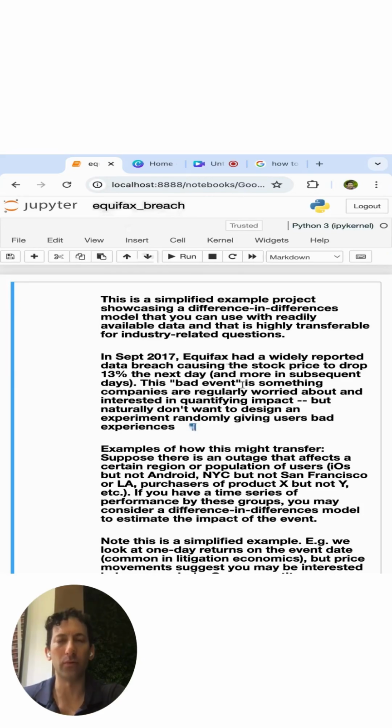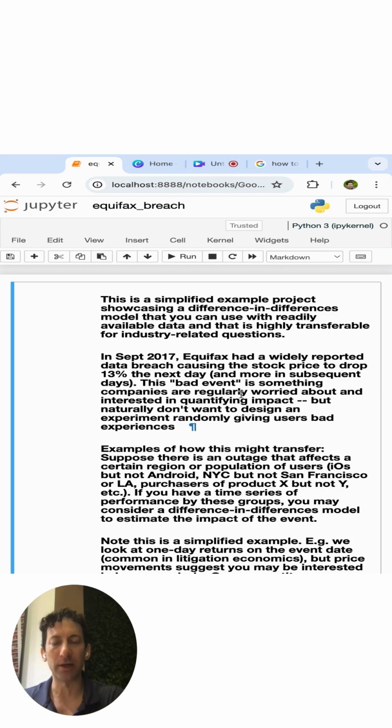I'm going to walk you through a data science project that you can do at home in the causal inference space. It demonstrates the use of a difference in difference model, and this type of problem is highly transferable to many of the problems that tech companies face.